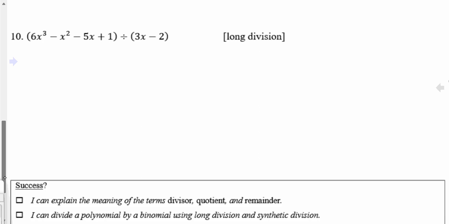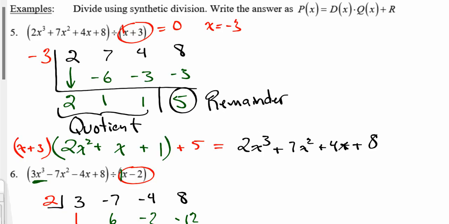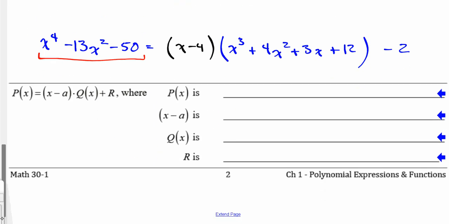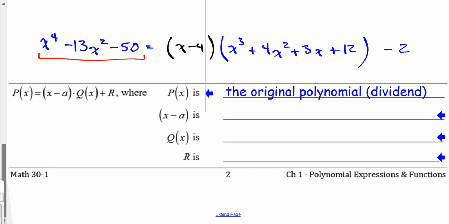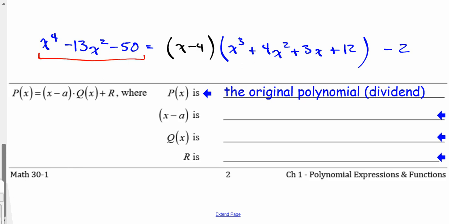But just before we get to this page, at the bottom of the page we just finished, just some terminology to help you remember. This form, this is dividend equals divisor times quotient plus remainder. So the p of x is our dividend. It's the original polynomial that we're dividing into.